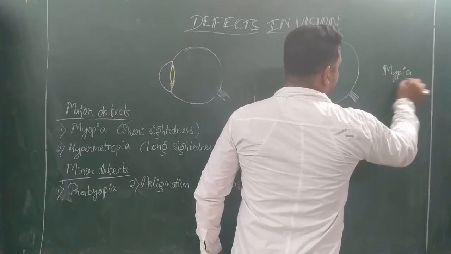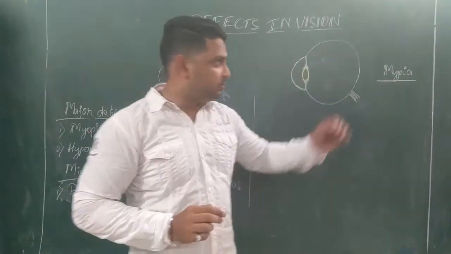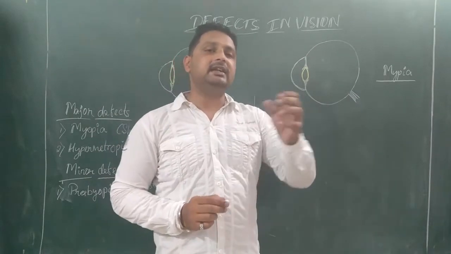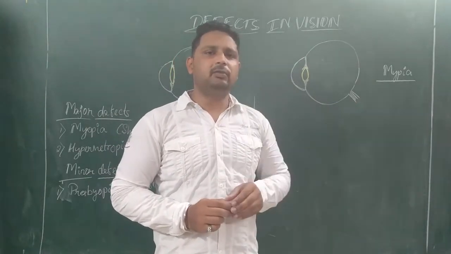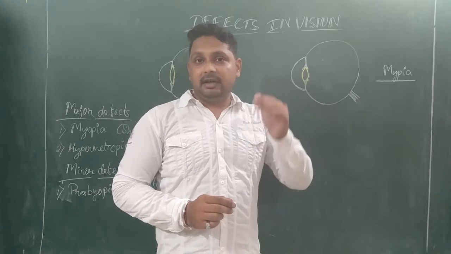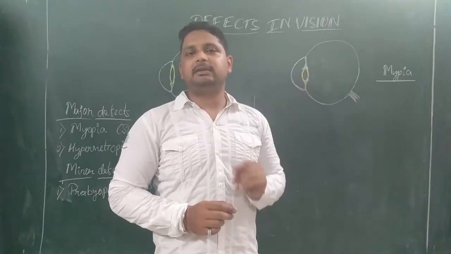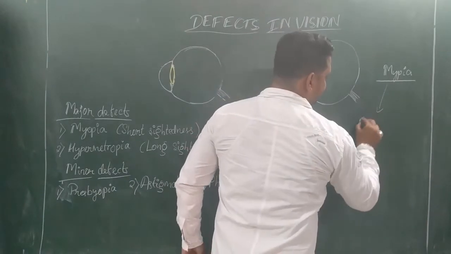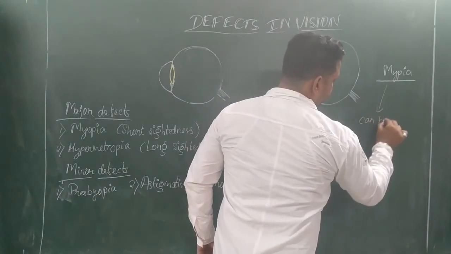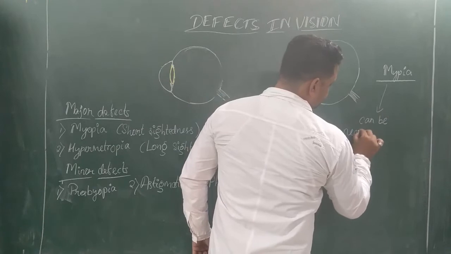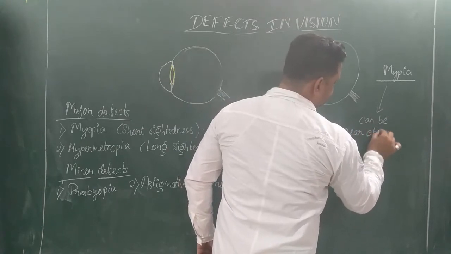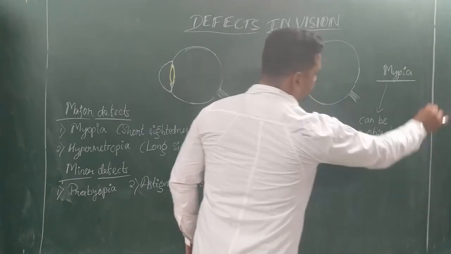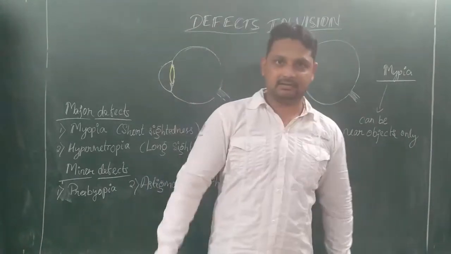Why is it called short-sightedness? Because a person suffering from myopia can see near objects clearly with no problem at all. But if an object is at a distance, that person is unable to see it. That's why it is called short-sightedness. Can see near objects only. Now the question is, why does it happen?